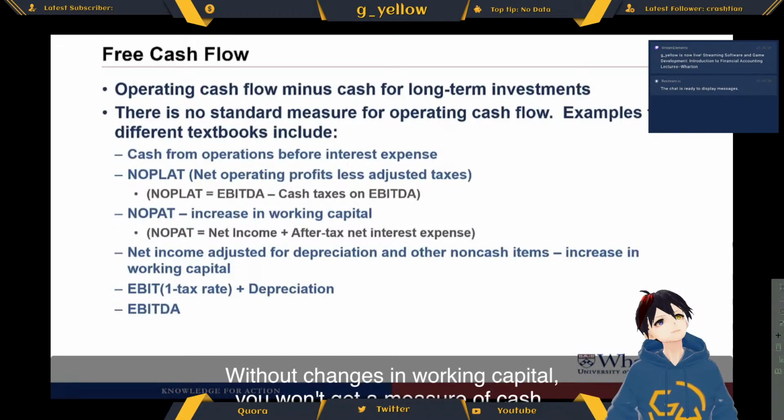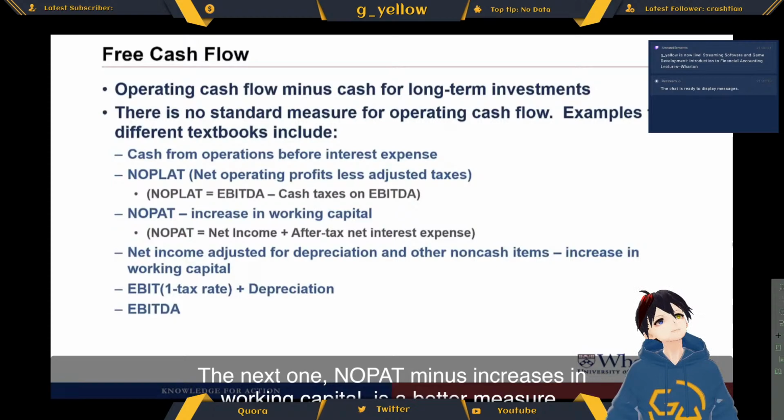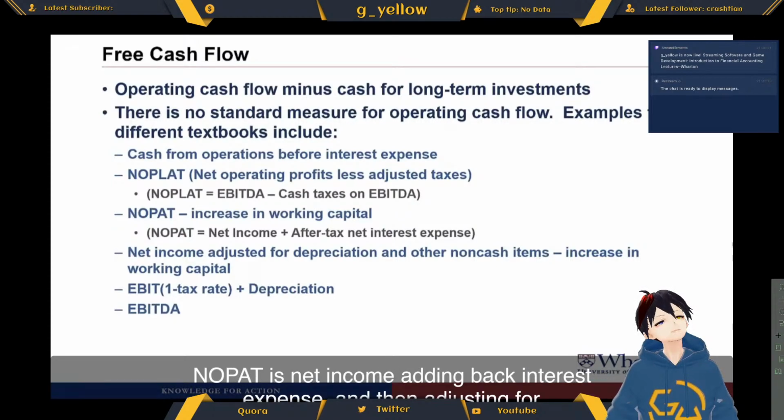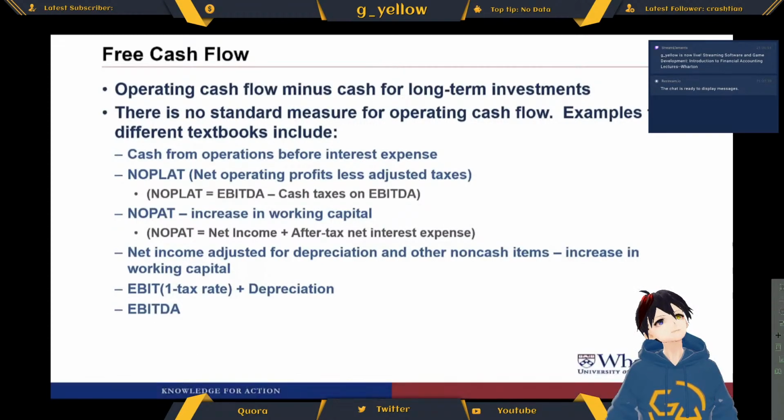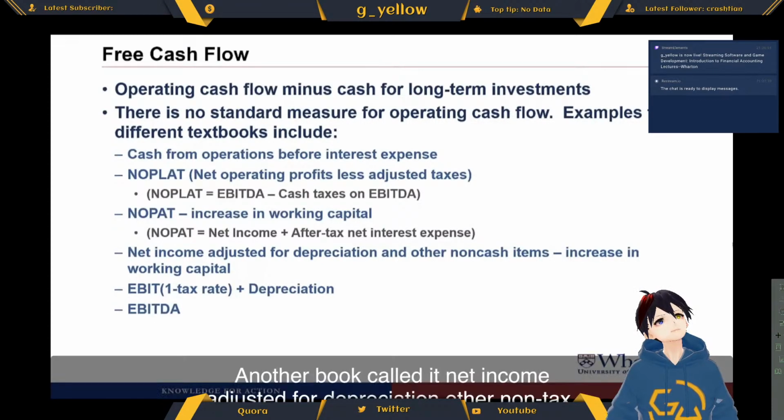Without changes in working capital, you won't get a measure of cash. The next one, NOPAT minus increases in working capital, is a better measure. NOPAT is net income adding back interest expense and then adjusting for changes in working capital to get closer to cash flow.